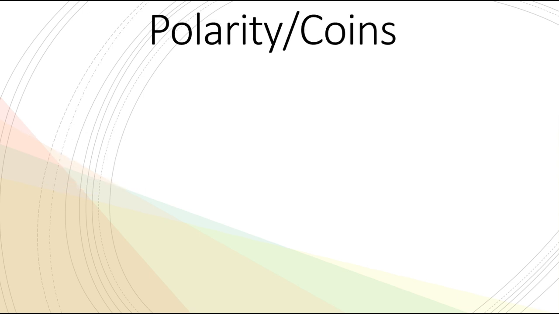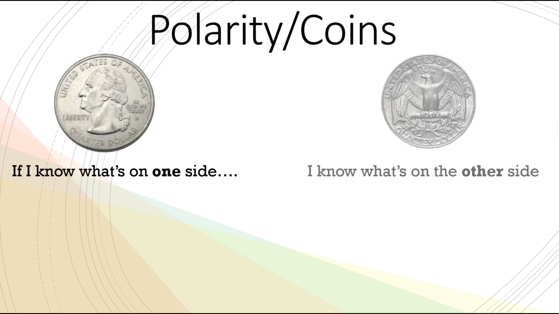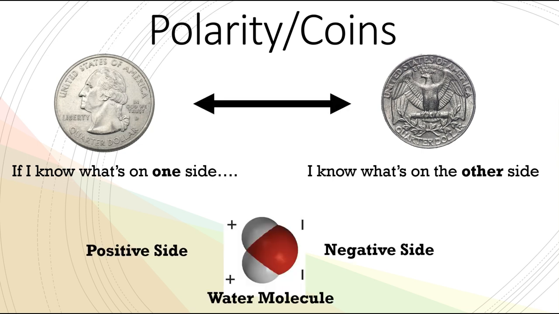So a lot of functions in objective personality operate on a coin basis. And a coin quality is where if you know what's on one side, you know what's on the other side. They are connected with each other. Another example of this would be a water molecule, where if the electrons get pulled to one side, that gives it a negative charge. That means that the other side of the molecule has a positive charge.